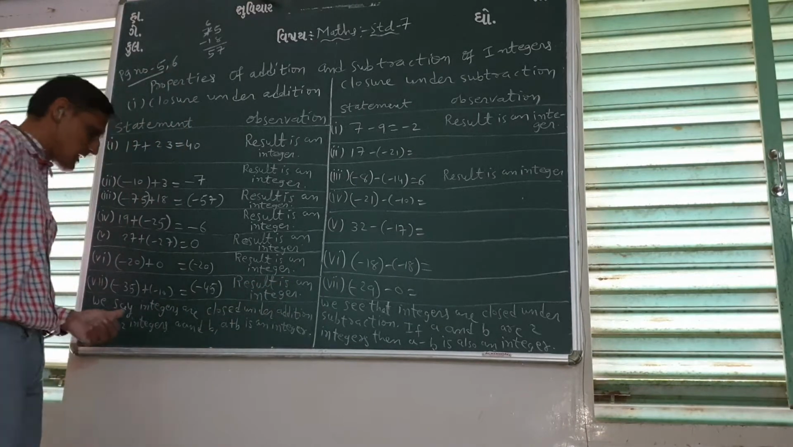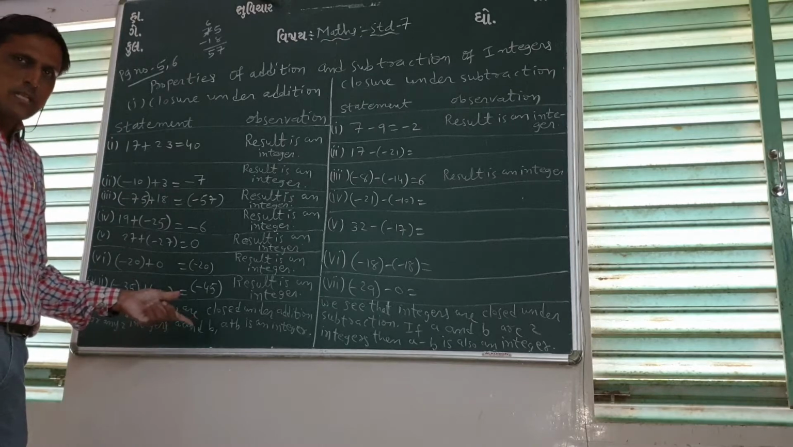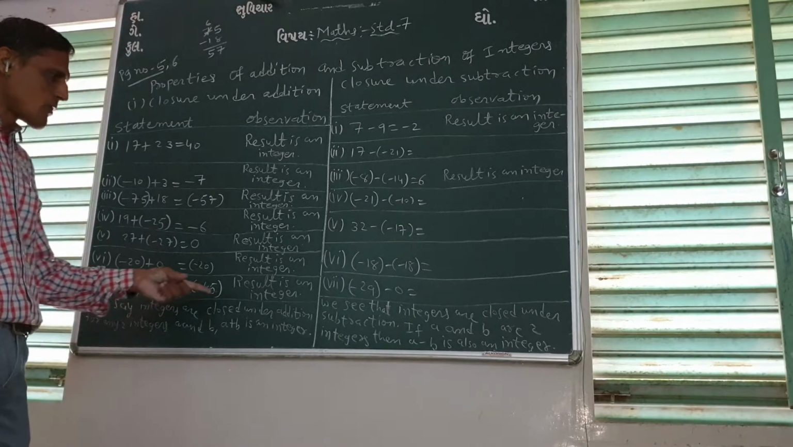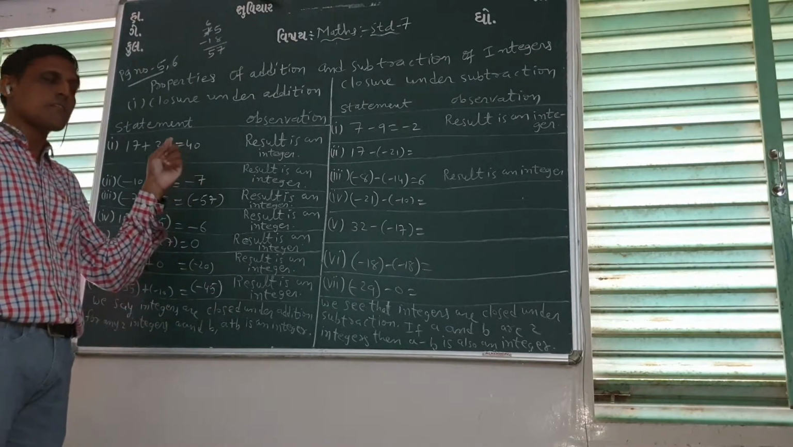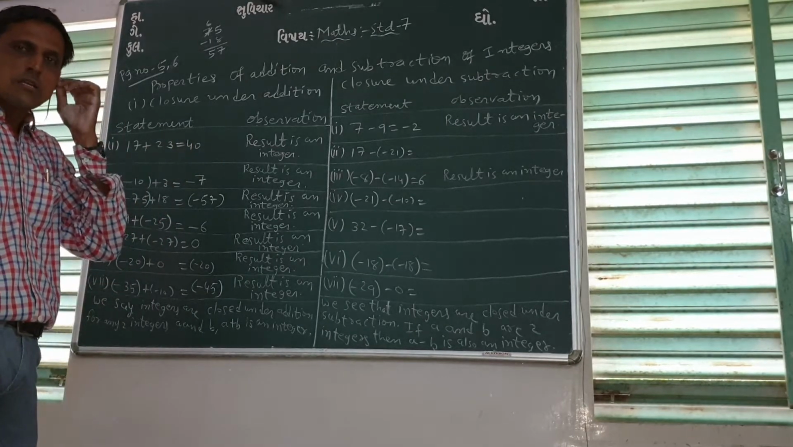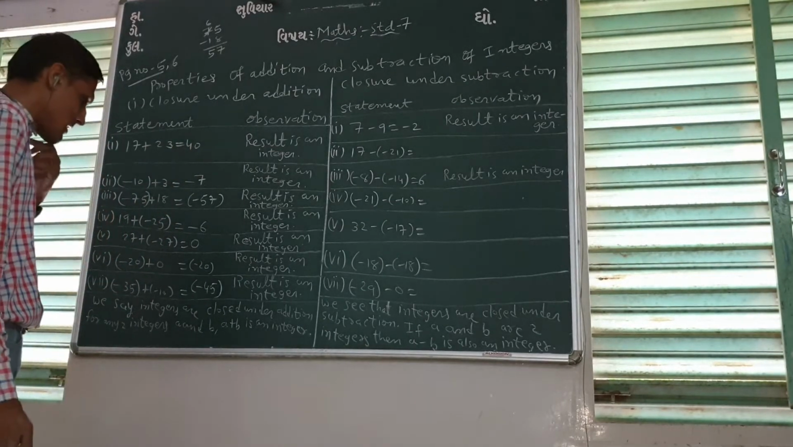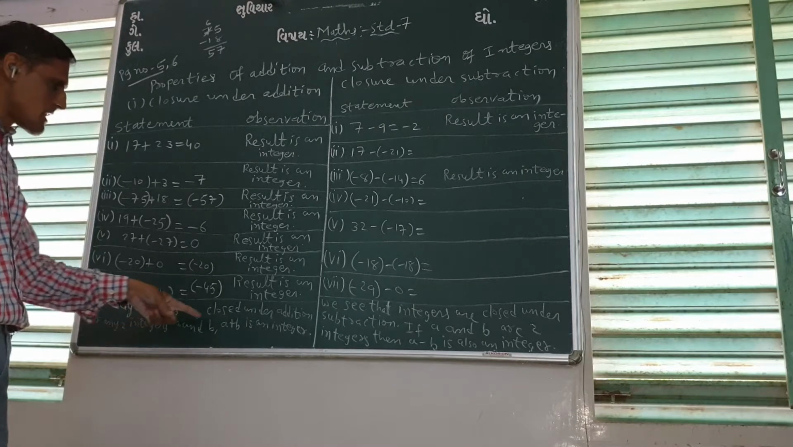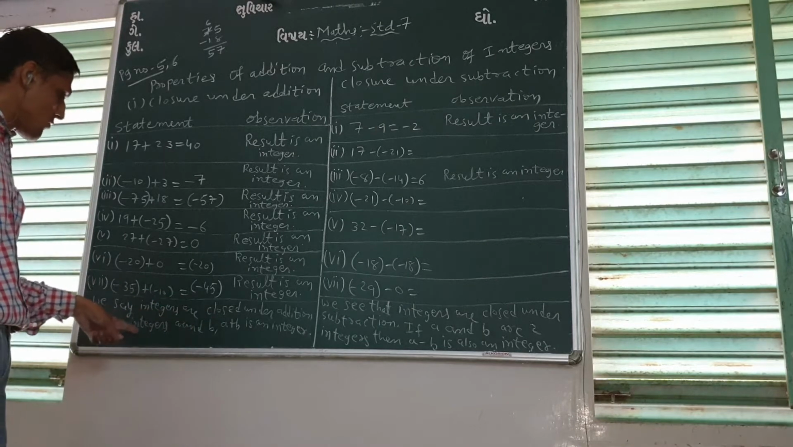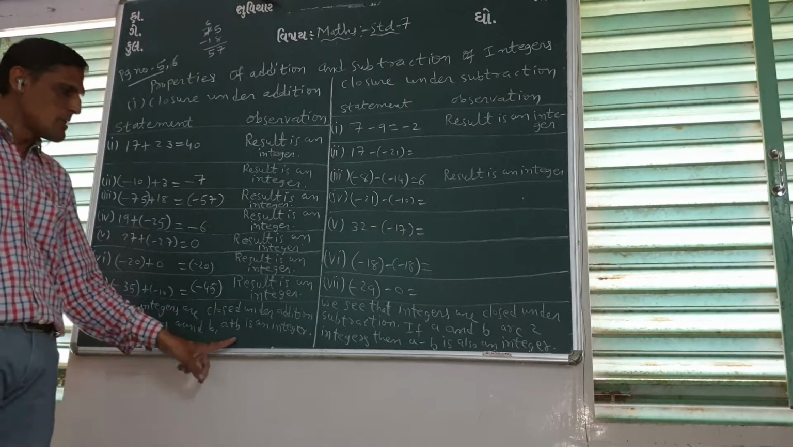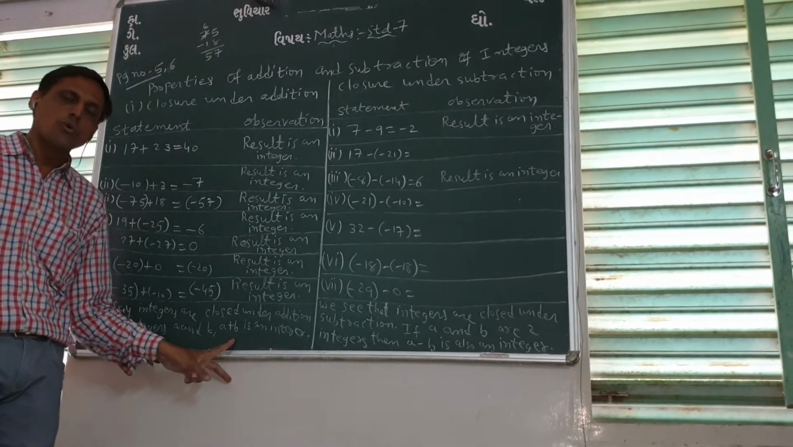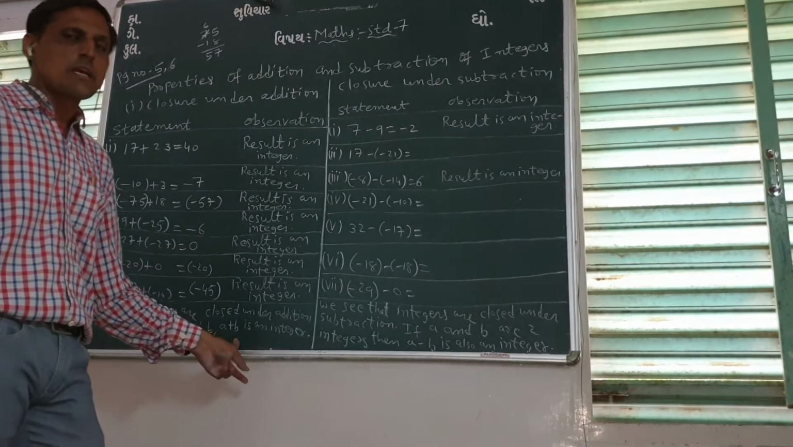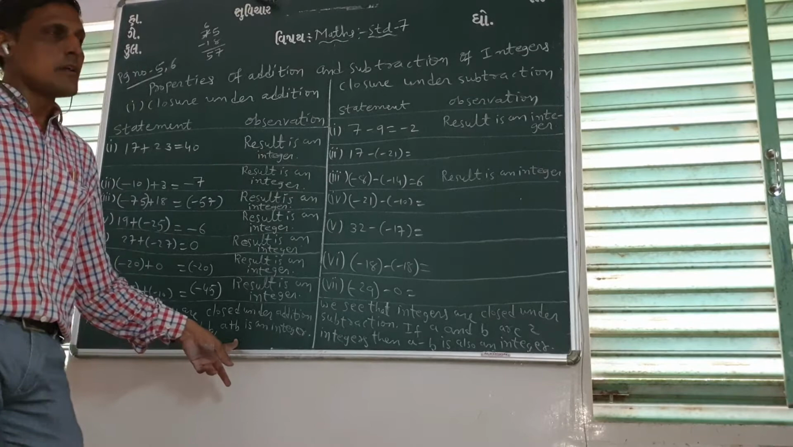So we can say that integers are closed under addition, right? Integers are closed under addition because if we add any two integers, result is also an integer. For any two integers a and b, a plus b is an integer. कोई भी दो integer a और b ऐड करेंगे तो a plus b integer आएगा, right?